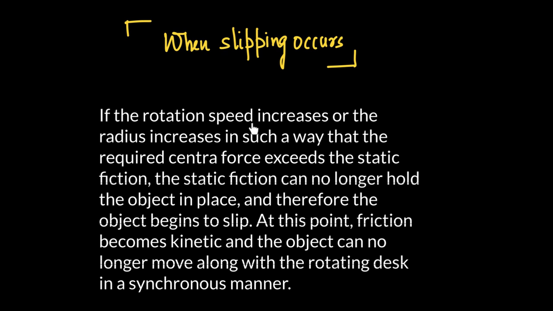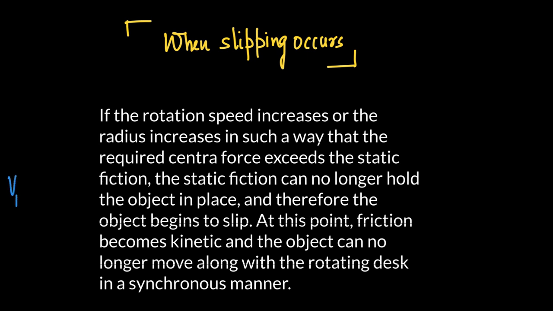If the rotation speed increases or the radius increases, so it can be altered in both ways, in such a way that the required centripetal force exceeds the static friction, then the static friction can no longer hold the object in place, and therefore the object begins to slip. When the object begins to slip, what does it mean?